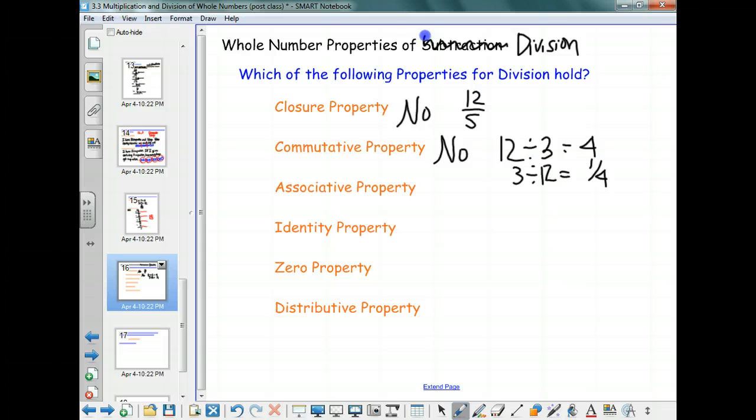How about associative? You have to take a stab in the dark. What do you think? No. Not going to work. We need to get an example, though.